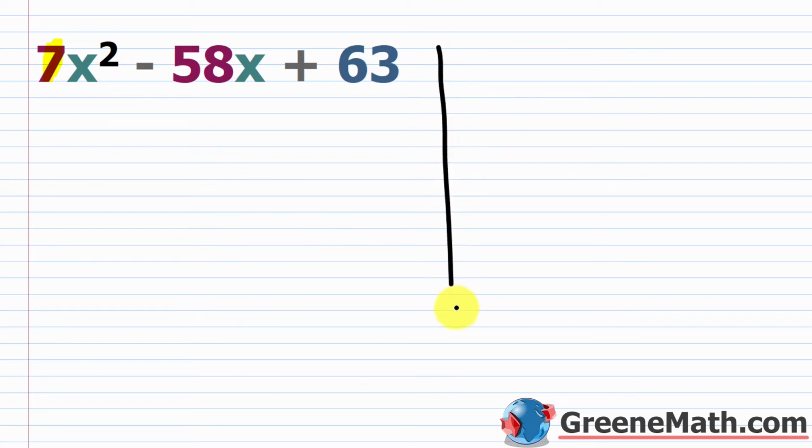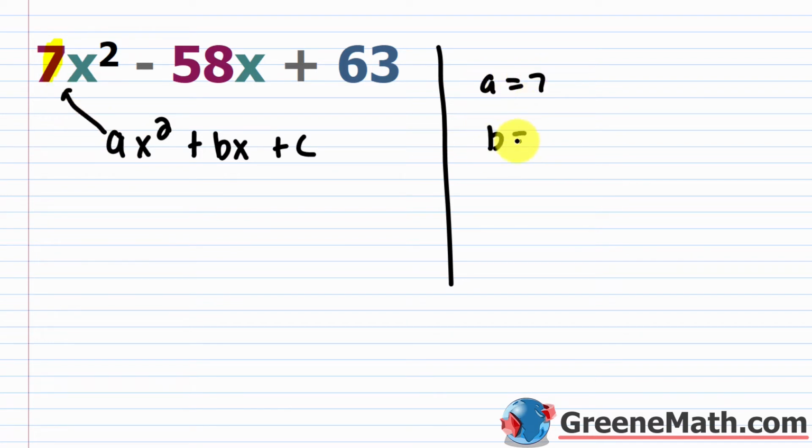The first thing you would do is match this up to your standard form, ax squared plus bx plus c. Remember this from your textbook. Essentially, a is the coefficient for x squared, so in this case a equals 7. Then b is the coefficient for x raised to the first power, in this case negative 58. And then c is your constant term, in this case positive 63.